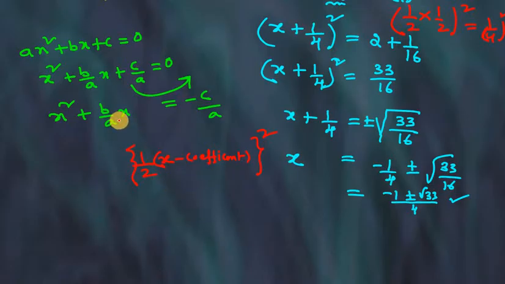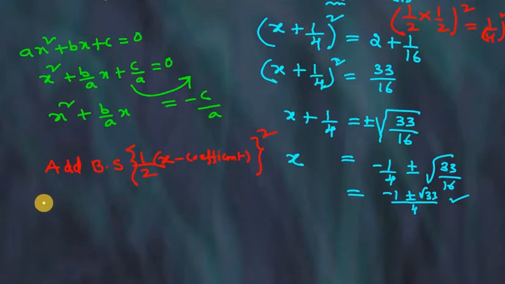Now put the question to yourself. What is the x coefficient here? B by a. Half of that is b by 2a. B by a half is how much? B by 2a. So whole square, b by 2a whole square. Both the sides you have to add. So half of the x coefficient whole square, you have to add to both the sides.